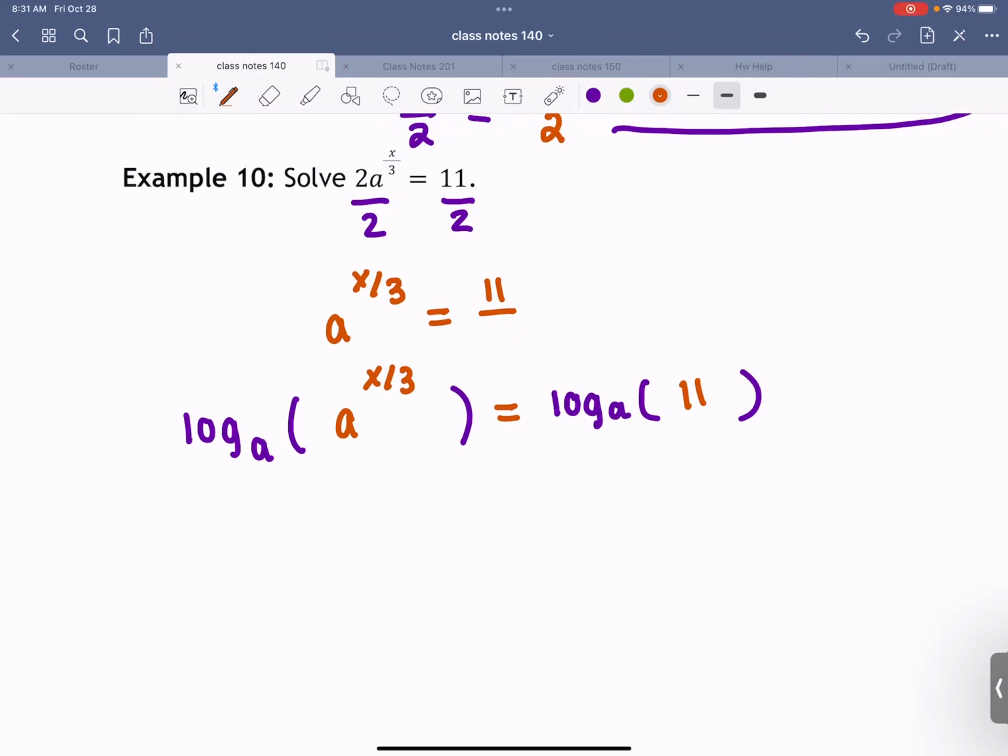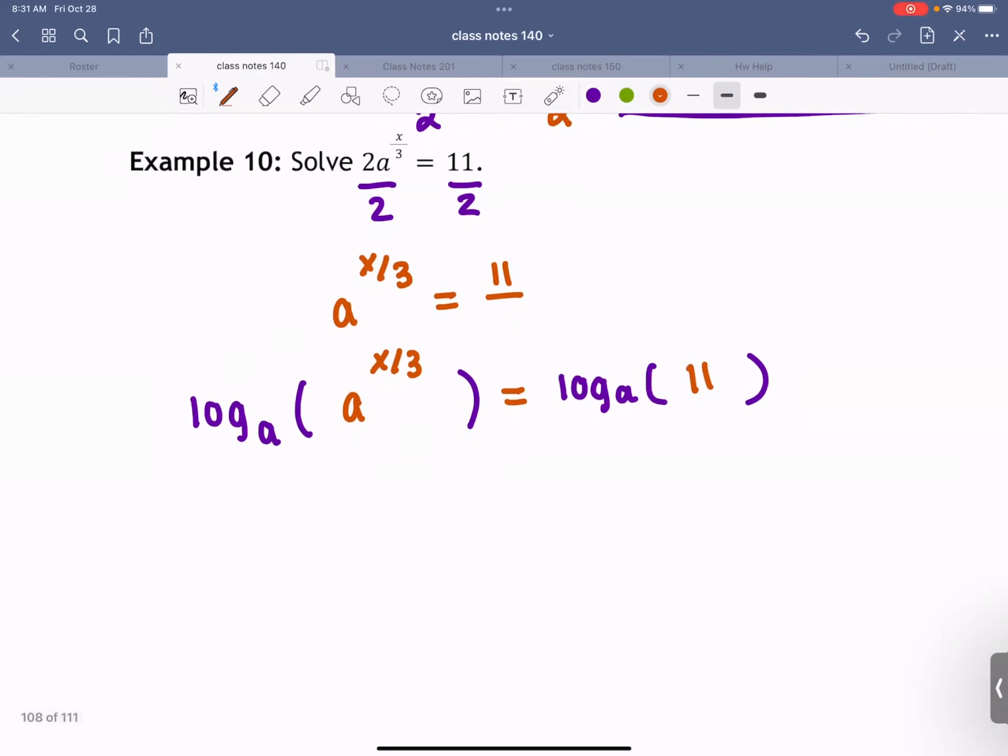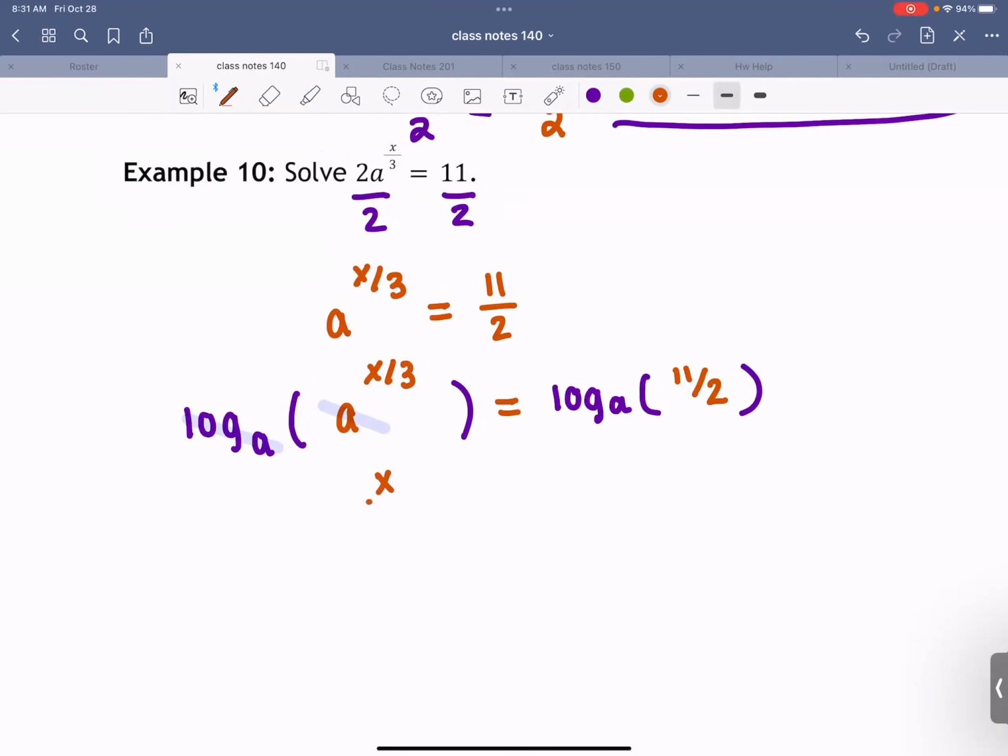Okay. Hold on, what happened to the 2? Oh, the 2, oh, sorry. Sorry about that. Thanks, Steven. That makes it a little bit nicer, right? Okay. What cancels out here? Good, the log base a and the a cancel each other out. So on the left, I'm left with x over 3. And on the right, I'm left with log base a of 11 over 2.